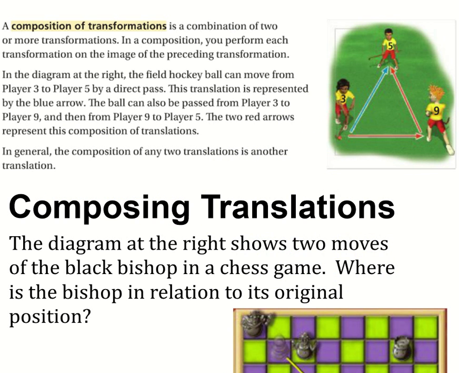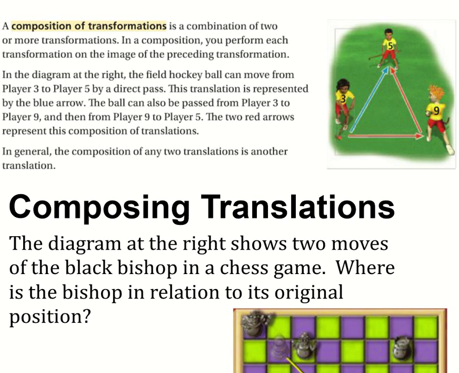All right, last example. The next thing we need to talk about is a composition of transformations. That is a combination of 2 or more transformations. If you have a composition, you perform each transformation on the image of the preceding transformation.